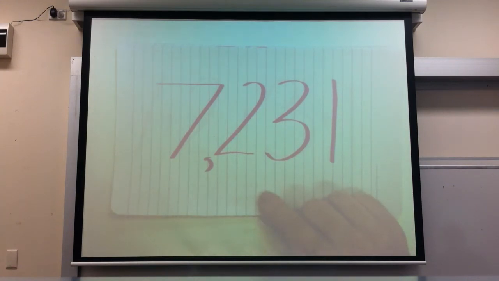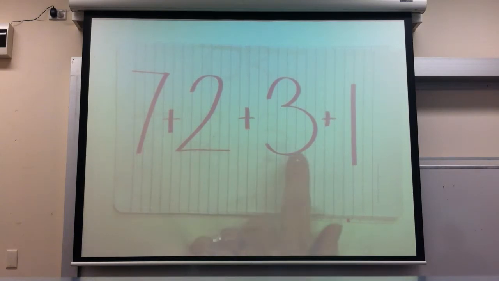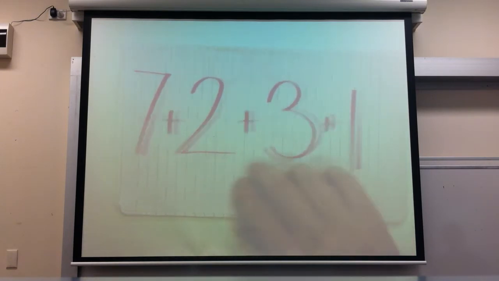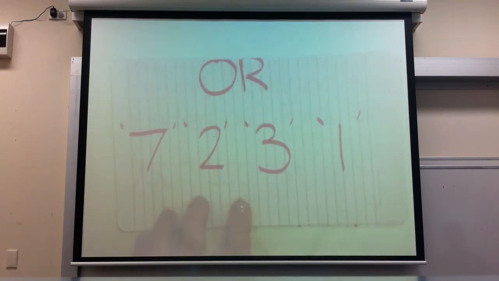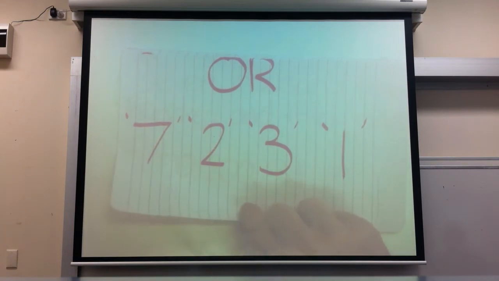Student reads the number correctly as 7,231. However, when asked to demonstrate the value of the numbers in expanded form, writes 7 plus 2 plus 3 plus 1. Or alternatively, they might write 7, 2, 3, 1 and show no link between the numbers.